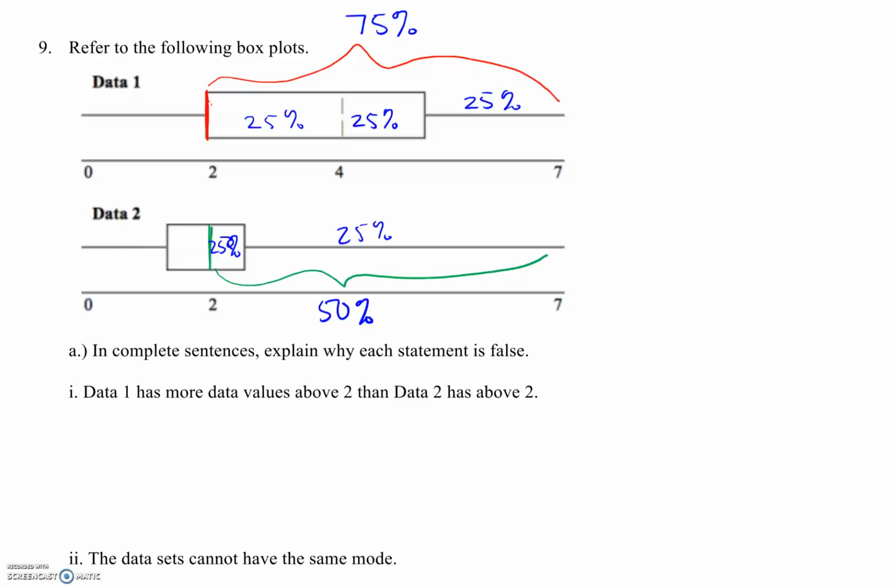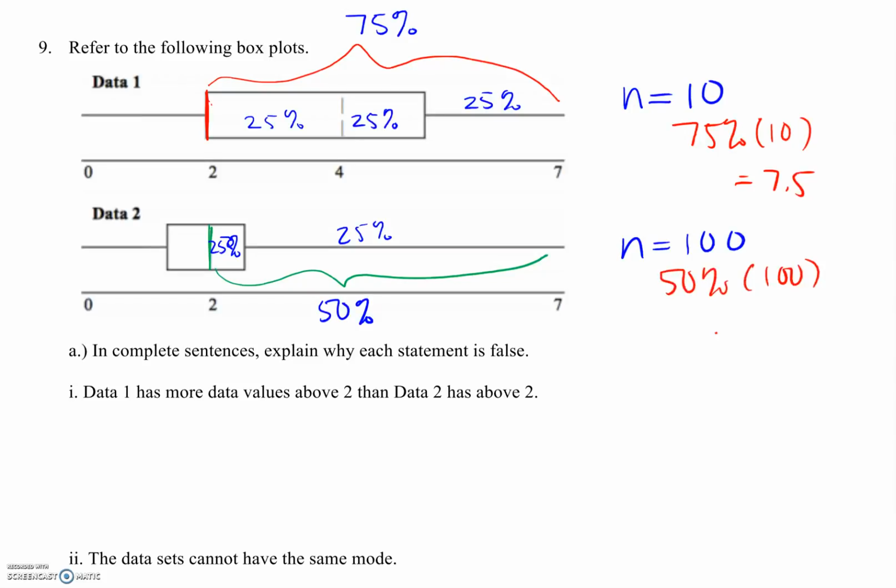And what this comes down to is the fact that we don't know the actual size of these two different data sets. So for all we know, there's only 10 values in data 1, whereas there is 100 values in data 2. And I mean, 75% of 10 is 7.5 versus 50% of 100, which would be 50. So the percentages here aren't telling the whole story without the sample sizes. And if the sample sizes are grossly different, where data 2 has a lot more data, that 50% could be more. So that's what you're trying to articulate in your own words in 1 here.